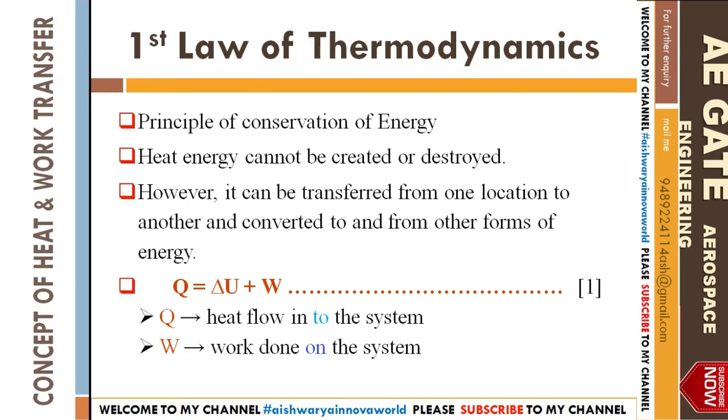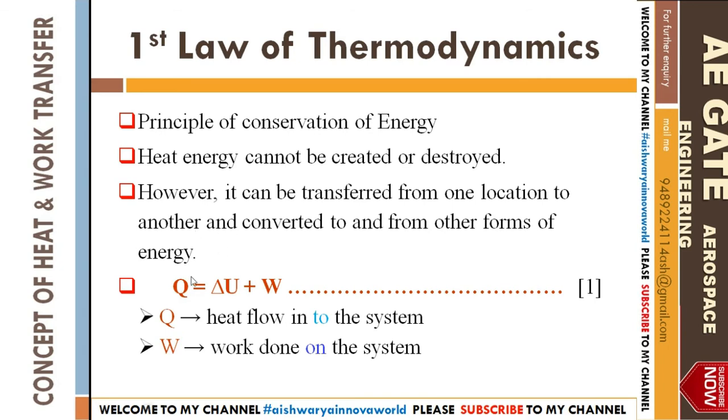So I will give a little discussion about the first law of thermodynamics. Already everybody knows what is meant by the first law of thermodynamics. It's the principle of conservation of energy. Heat energy can neither be created nor destroyed, and it can be converted from one form to another form. This formula is very important, that is Q equals to del U plus W. So what is meant by Q? Q is heat energy and W is work done.